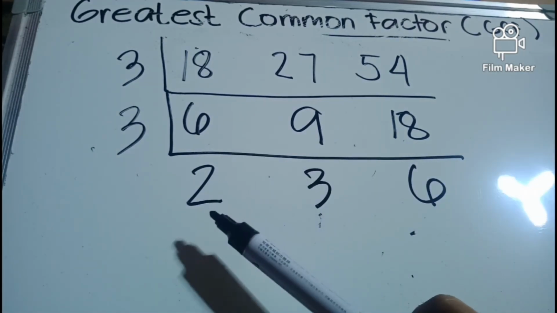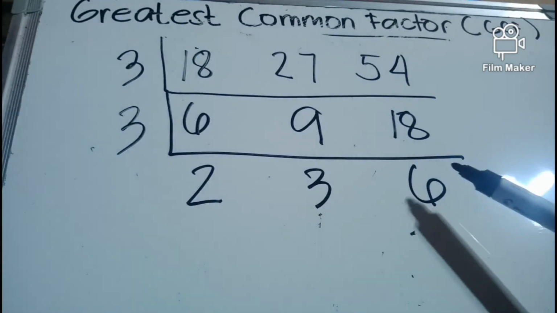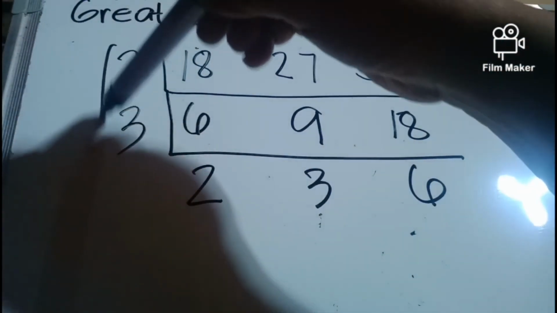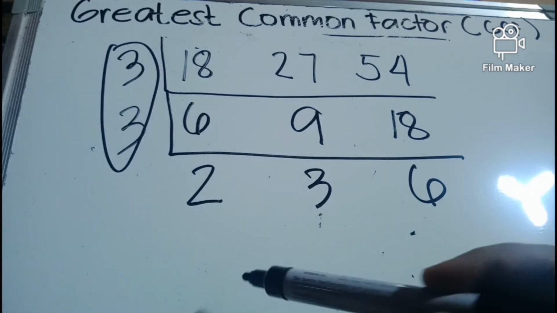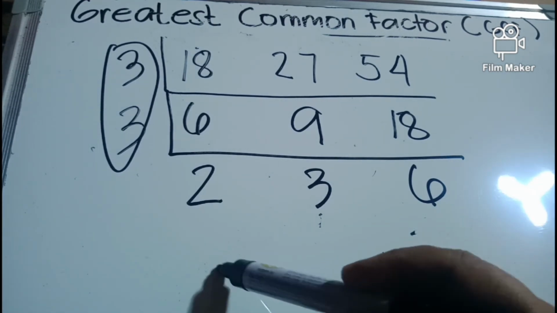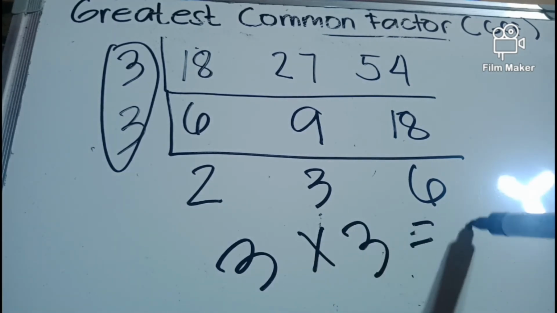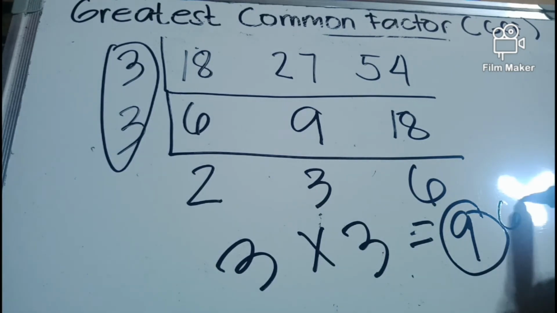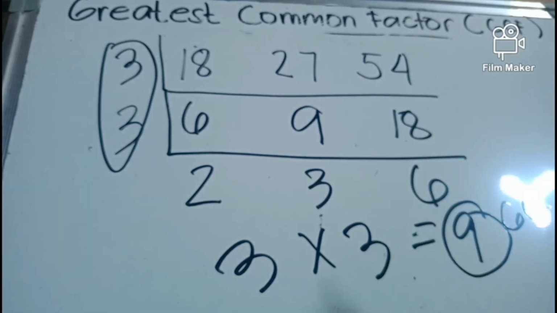Since wala na tayong prime number na pwedeng ma-divide sa 2, 3, and 6. So, yung ating prime divisors ay 3, 3. So, i-multiply natin ito para mahanap ang GCF. 3 times 3 is equals to 9. Therefore, 9 is the GCF of the numbers 18, 27, and 54.